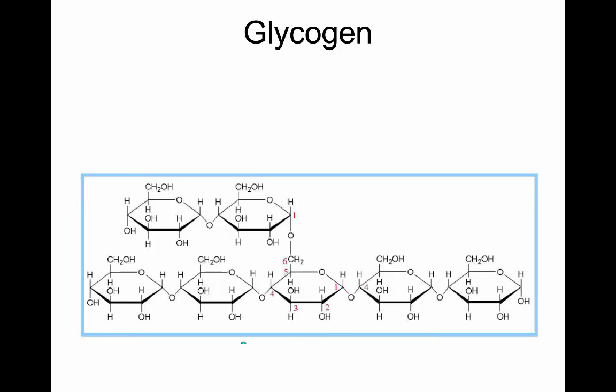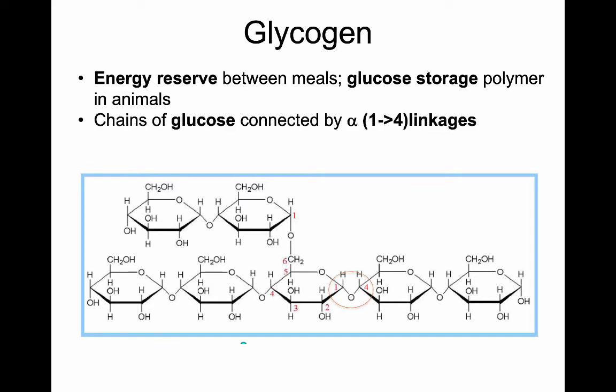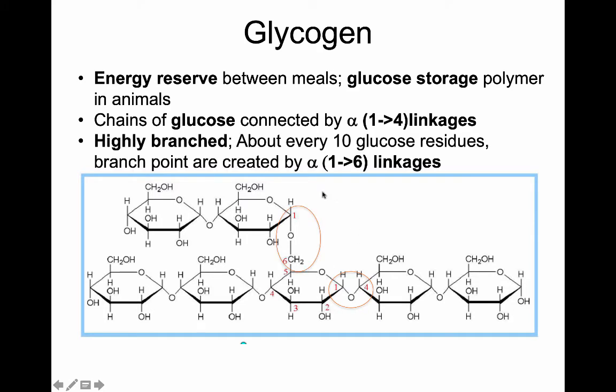Another type of polysaccharide is glycogen. This is the energy reserve that we use between meals, and this is the glucose storage polymer in animals. So in plants, there's starch. In animals, there's glycogen. Very similar to starch, it's composed of glucose connected by alpha-1,4 glycosidic linkages, and then it's very branched. So you also have alpha-1,6 linkages at the branch points, which occur about every 10 residues in the glycogen polymer.